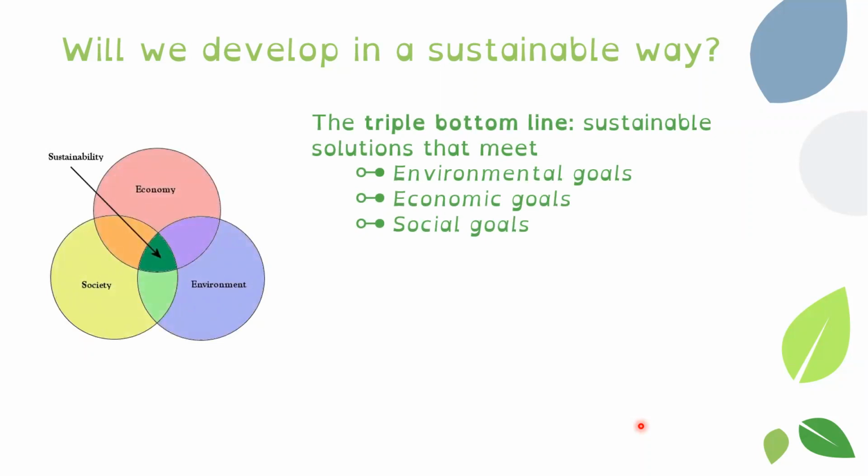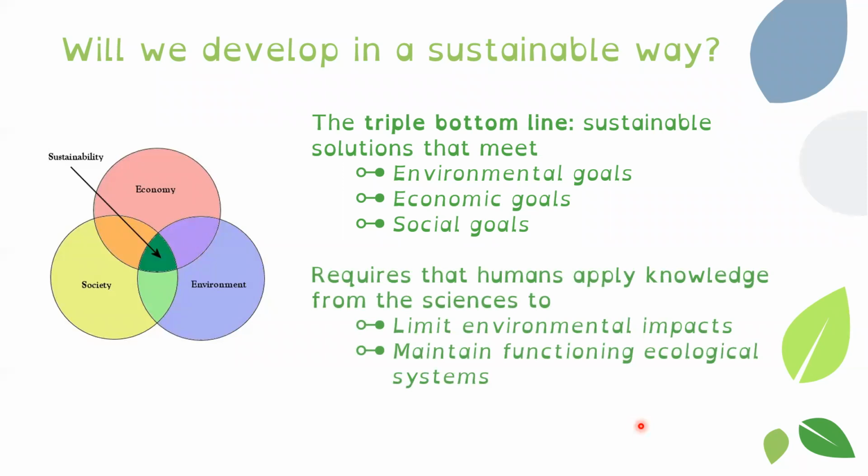So this graphic is called the triple bottom line. Sustainable solutions meet environmental goals, economic goals, and social goals. So we have this Venn diagram of economy, environment, and society that overlaps. And so sustainability is where all three of those overlap. That is our ideal so that we can have a healthy environment, a healthy economy, and healthy social lives. So this means that humans are required to apply knowledge from the sciences to limit our environmental impacts and also maintain functioning ecological systems. So we need to think about the greater picture.